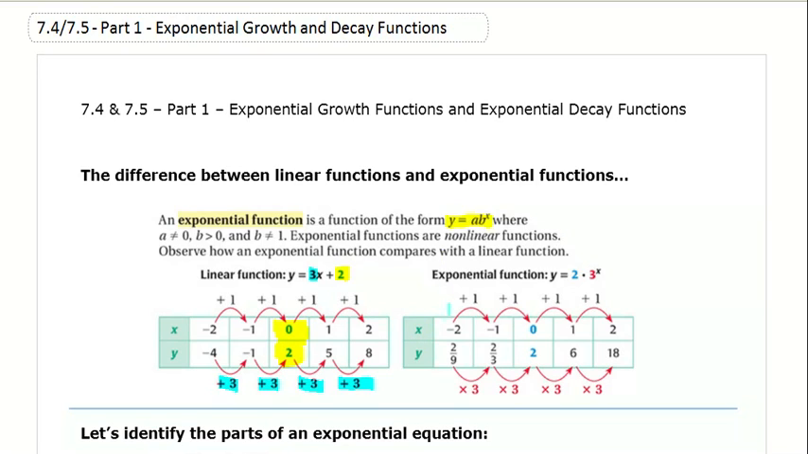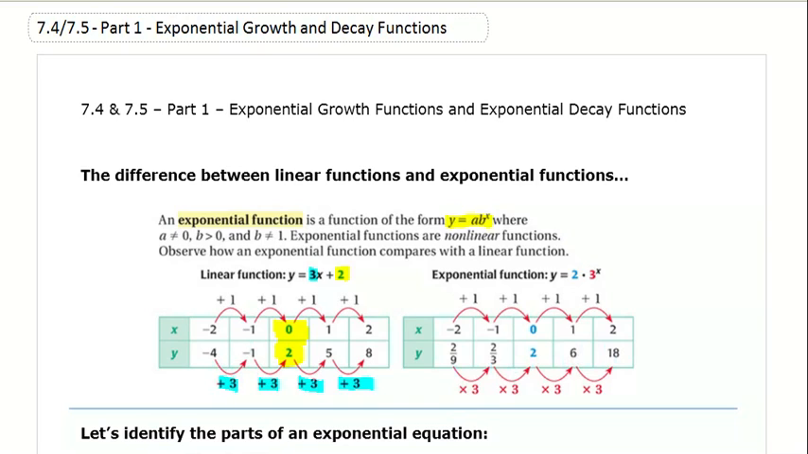In our exponential function, our x's are still going up by 1 each time, but our y's are not adding the same number each time. In this case, they're being multiplied by the same number. 2 ninths times 3, that would be 6 ninths, which equals 2/3. 2/3 times 3 would be 2, 2 times 3 is 6, and 6 times 3 is 18.